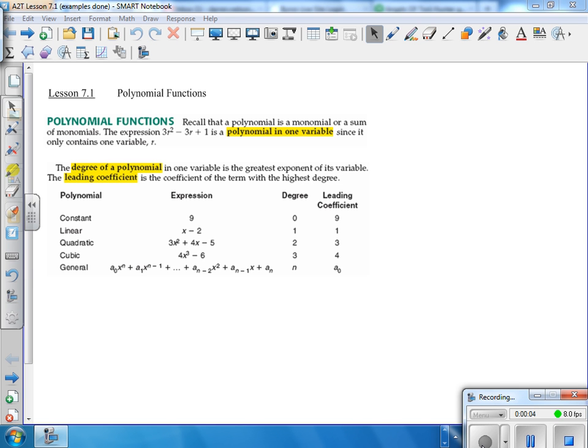Lesson 7.1, we're going to look at polynomial functions. There's not a whole lot you need to write down here. You just need to listen and follow along as I go through a lot of these worked out examples and define some things for you dealing with polynomial functions.